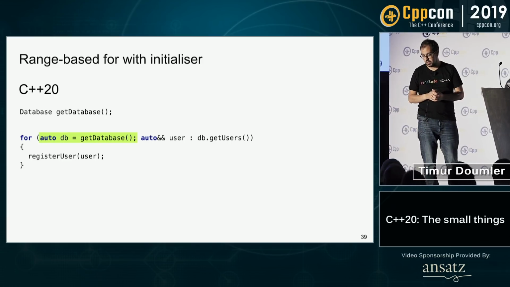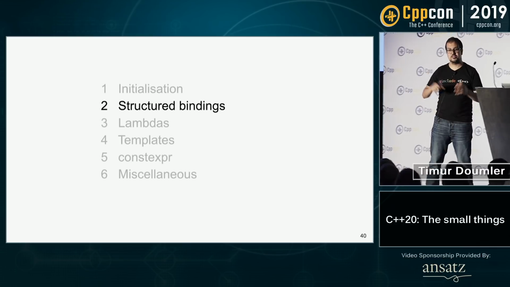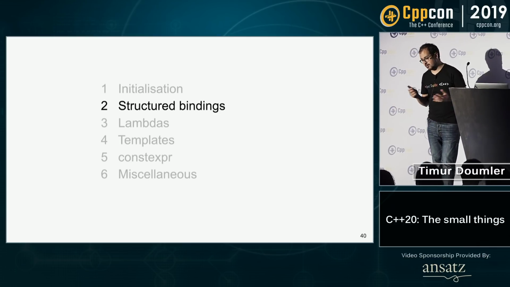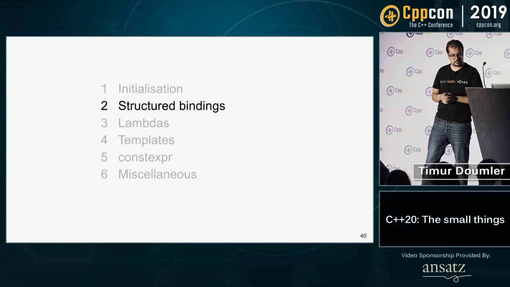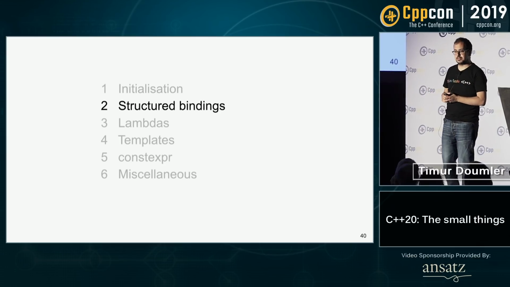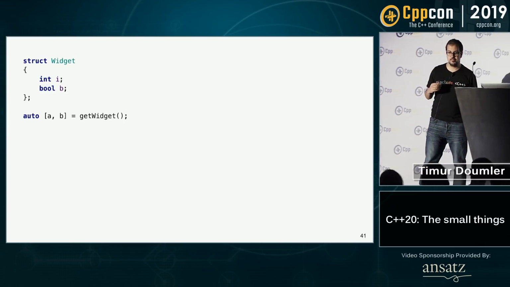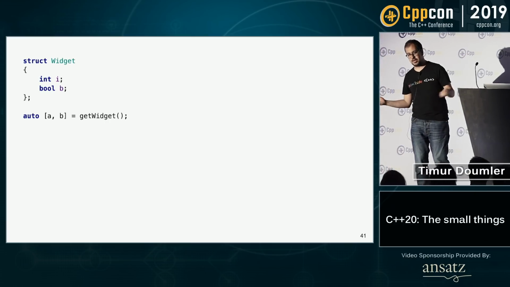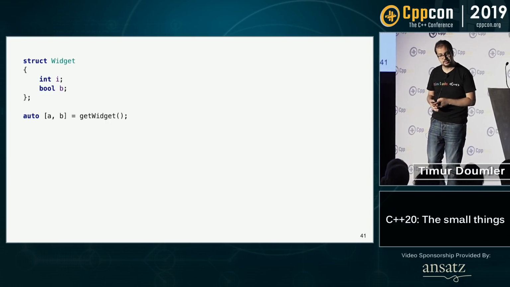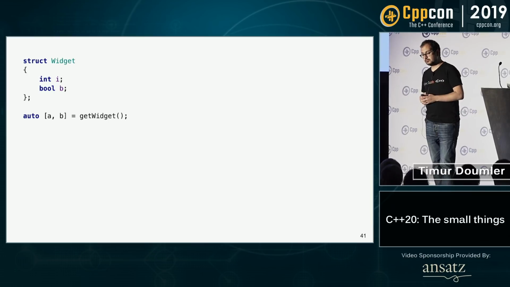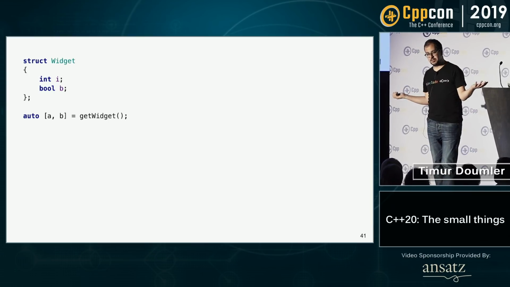Right, what next? Let's talk about structured bindings. Structured bindings are great, but they're a bit limited in C++17, okay? So if you have something like a struct with two members, or it could be an array or a tuple, you can destructure it, you can write these structured bindings. And here, as we know, this is like C++17 stuff, right?